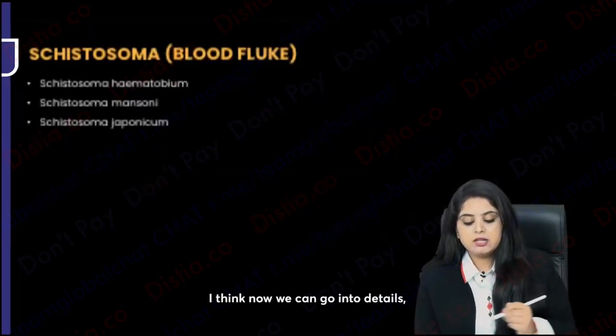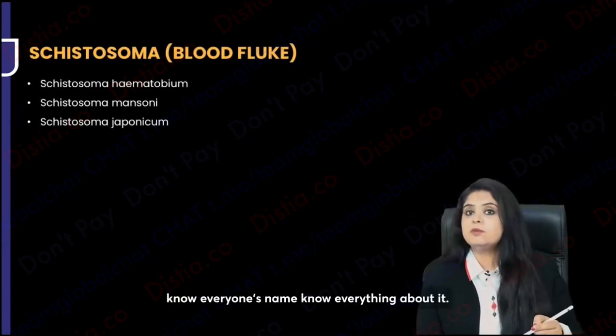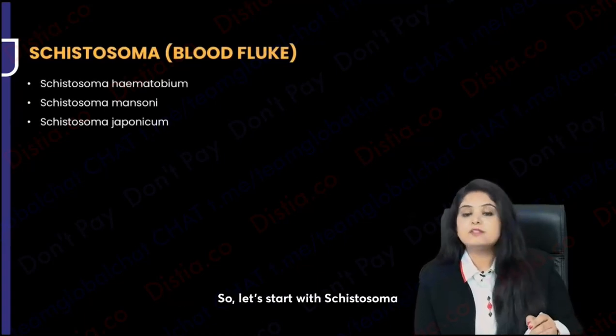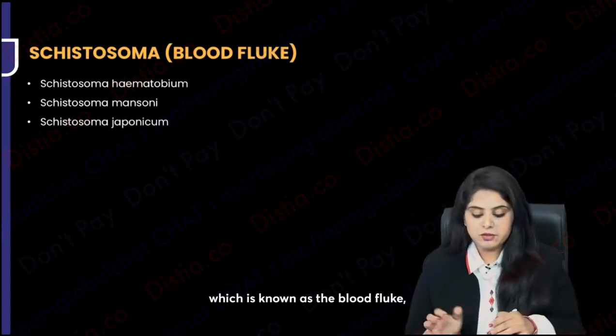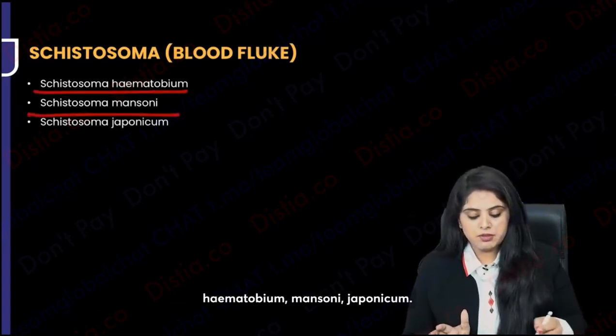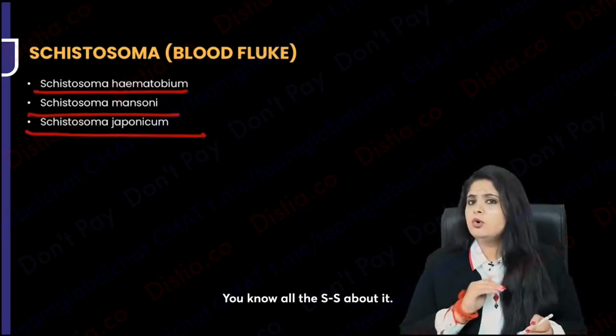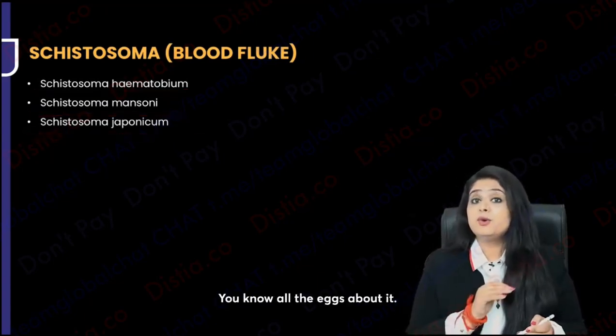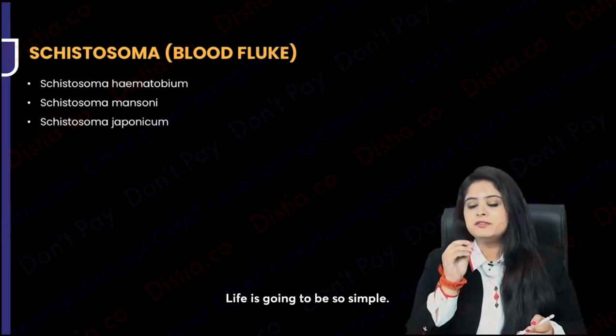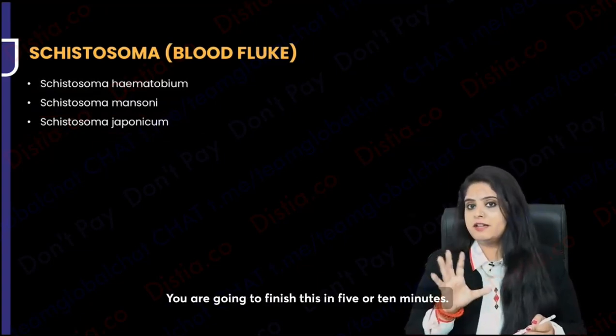I think now we can go into details, know everyone's name, know everything about it. So let's start with Schistosoma, which is known as the blood fluke, and by now you know Schistosoma hematobium, mansoni, japonicum. You know all the S's about it. You know all the eggs about it. Life is going to be so simple. You are going to finish this in 5 or 10 minutes.